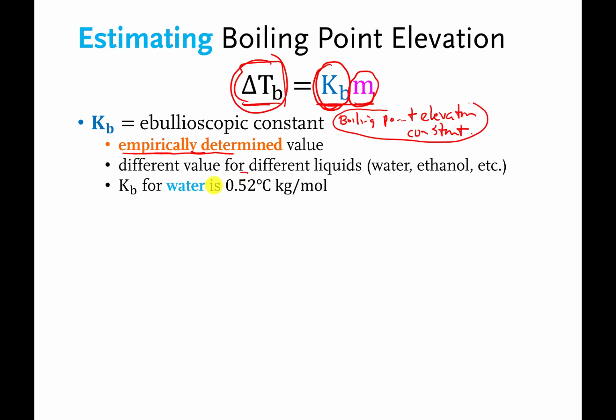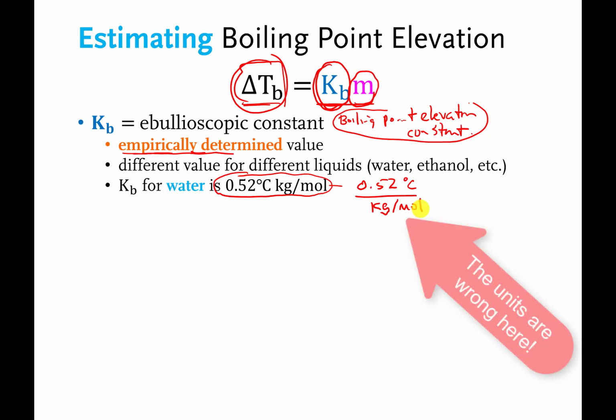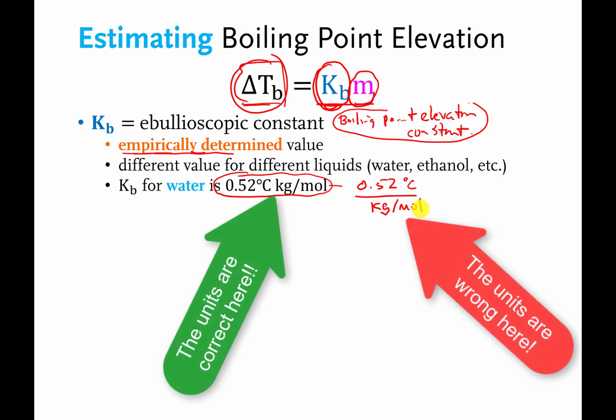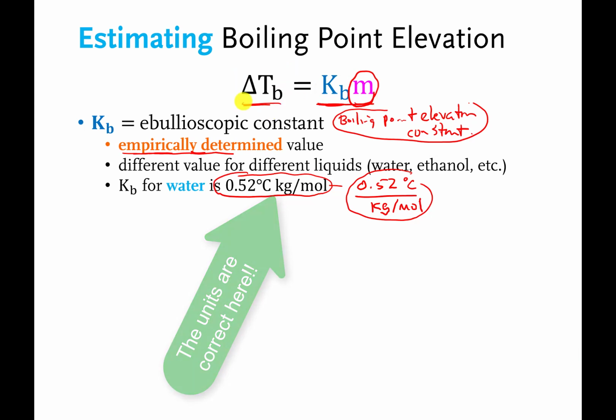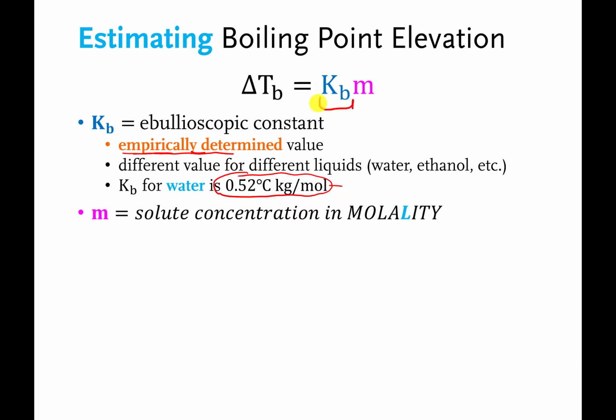And so for water, the ebullioscopic constant, or the boiling point elevation constant, is 0.52 degrees Celsius per kilogram per mole. The units are really weird, but they are there only to make this equation work out correctly. They're just there to have the correct units cancel. So that's what the K sub B number is.